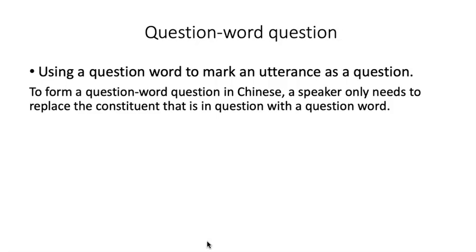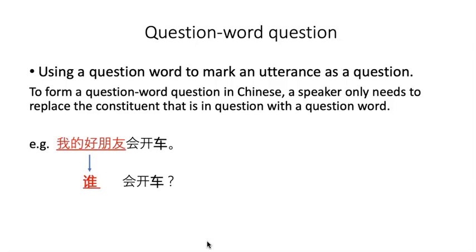To form a question word question in Chinese, a speaker only needs to replace the constituent that is in question with a question word. I'll use this example to explain this point. 我的好朋友会开车. This is a declarative sentence. In order to ask about the person who can drive the car, we'll use the question word here, 谁. 谁 is a question word.